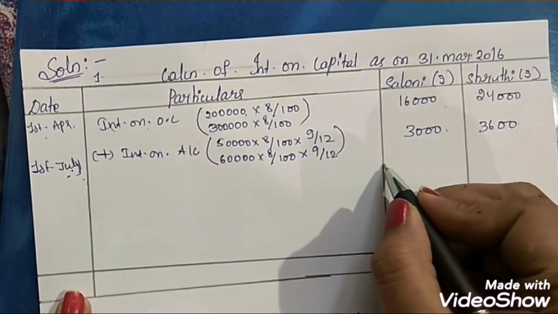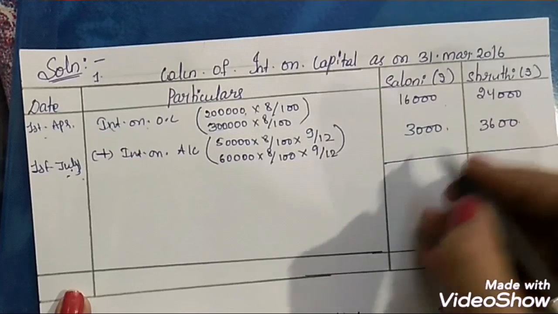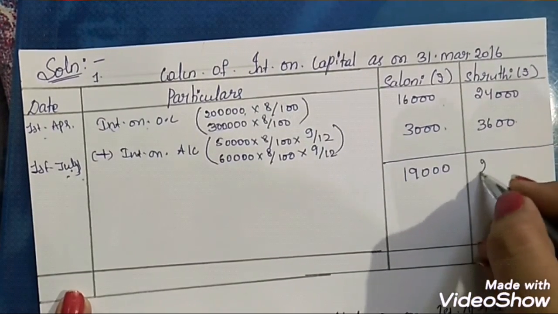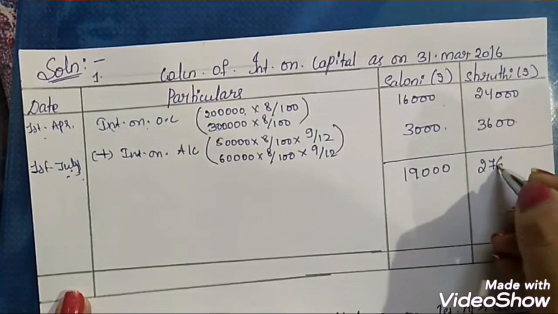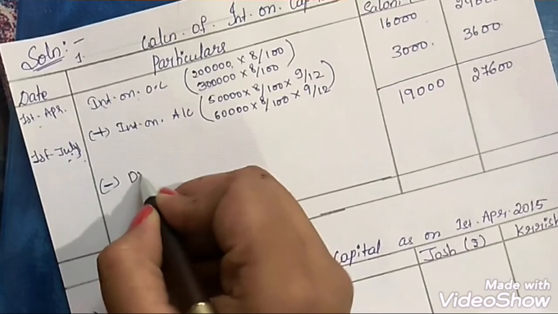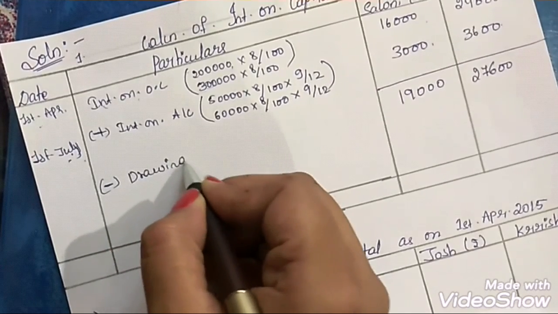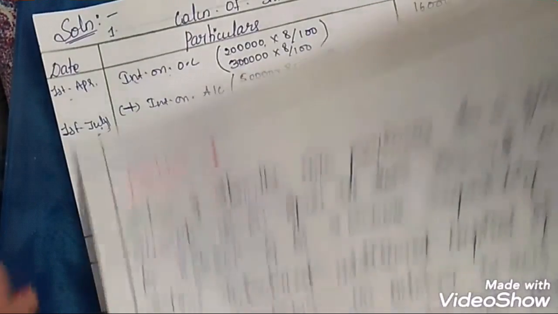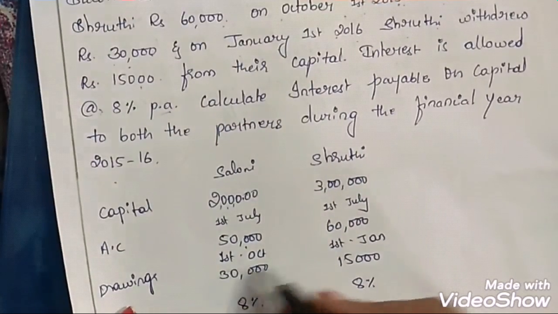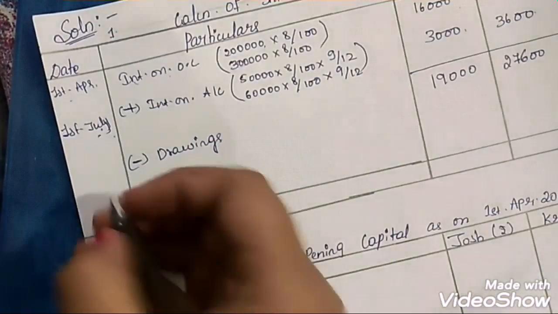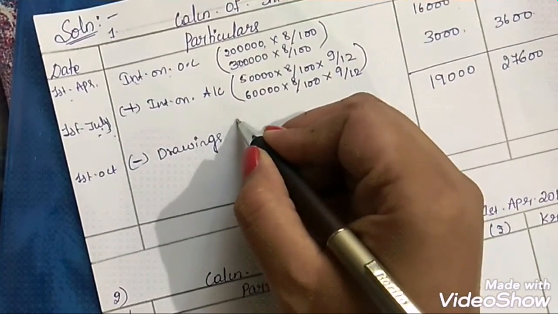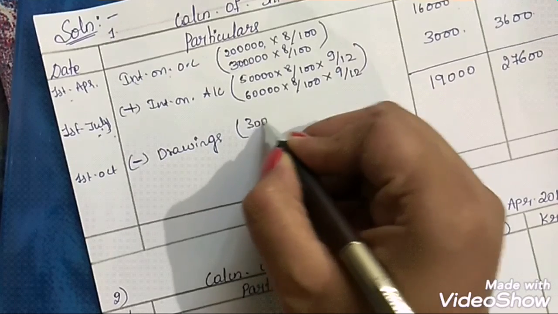Okay, so now what we can do, we can add both of these amounts. So here it's 19,000 and on this side it is 27,600. Okay, next we have to deduct the drawings now. Okay, so the date of drawings is different for both the partners, right? So drawings of Saloni were made on 1st of October. So here what we can do, on 1st of October drawings of Saloni are rupees 30,000, right?